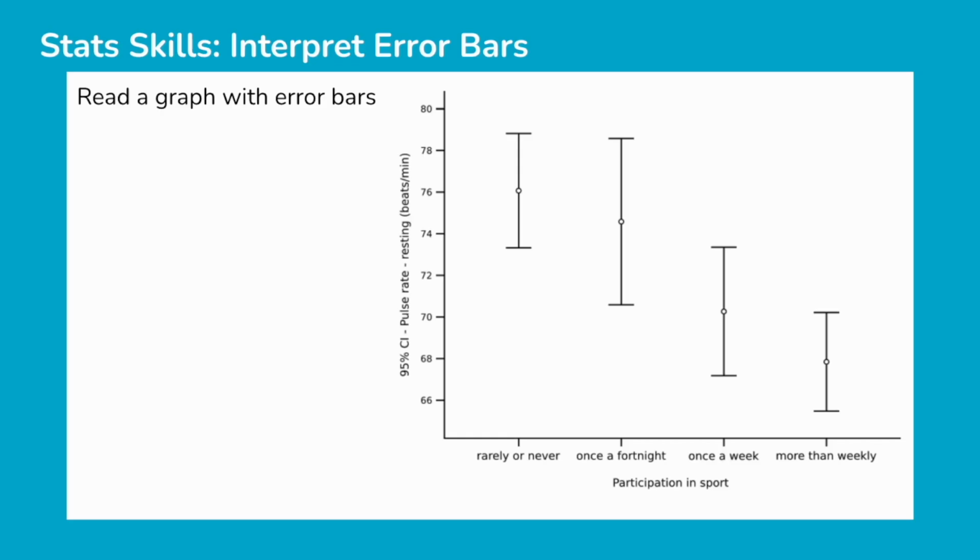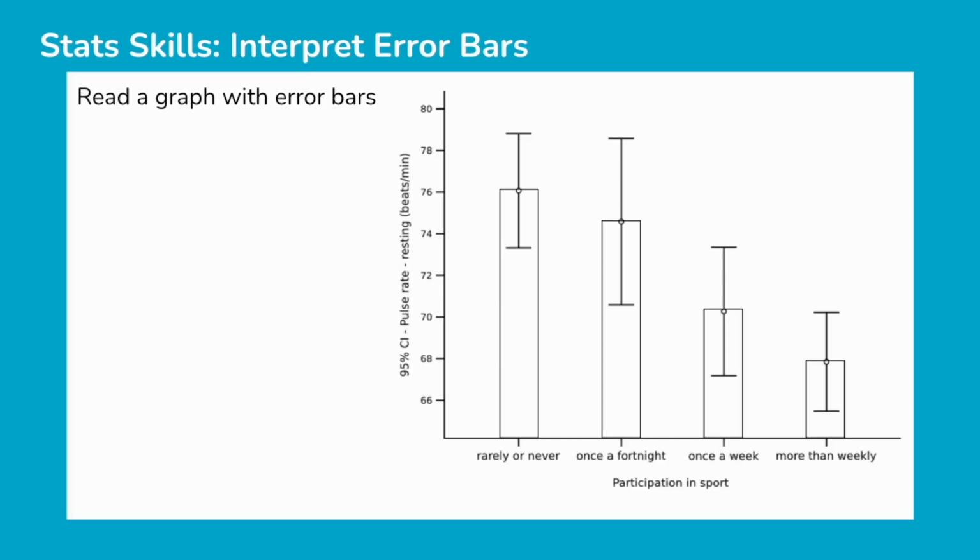Another important skill is being able to both draw and interpret error bars. We're not going to do any graphing in this particular video, but I do want you to practice reading a graph with error bars. If we're looking at this experiment, we have different individuals that have different levels of participation in sports. Some participate rarely or never, some participate once in a fortnight, some participate once a week, and some participate more than weekly. And then the experimenters measured their resting pulse rate and took the means of each of those groups. Now, if you look at this graph, it may look a little weird because you don't see any actual bars, but technically this is a bar graph.